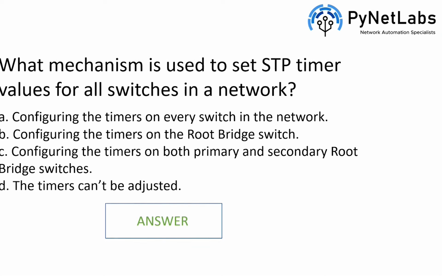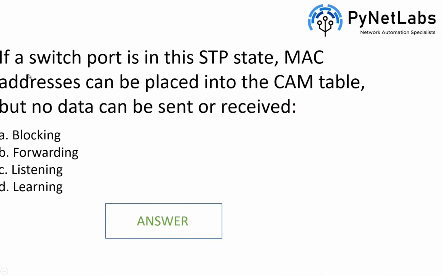Configuring the timers on every switch in the network one by one, configuring the timers on root bridge switch, configuring the timers on both primary and secondary root bridge switches, then the timers cannot be adjusted. B, right? So we just learned that in order to change the timers, we have to make the changes on the root bridge. So let's look at the answer. B, perfect.